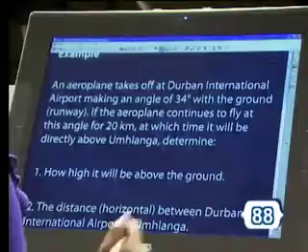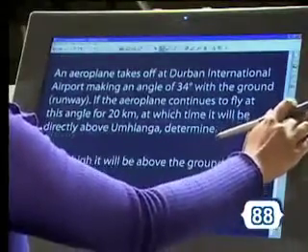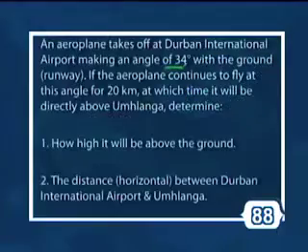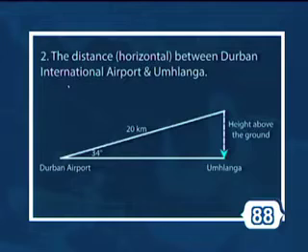We're going to move on now, still using trig to help us to solve real-life problems. This is the next example on page 88. Here we are told that an aeroplane takes off at Durban International Airport and it makes an angle of 34 degrees with the ground. So let's have a quick look at our diagram.